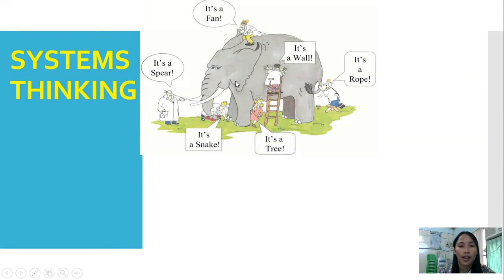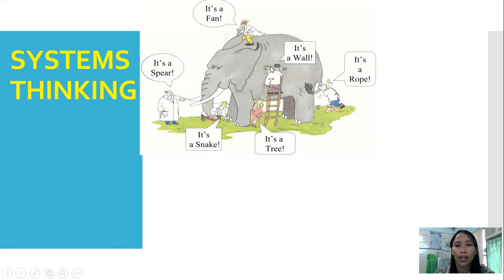This one man touched the tusks and found out that it was like a spear, so he thought that the elephant was like a spear. This one thought that the elephant was like a snake by touching the trunk. This one also thought that the elephant was like a tree by touching the legs.